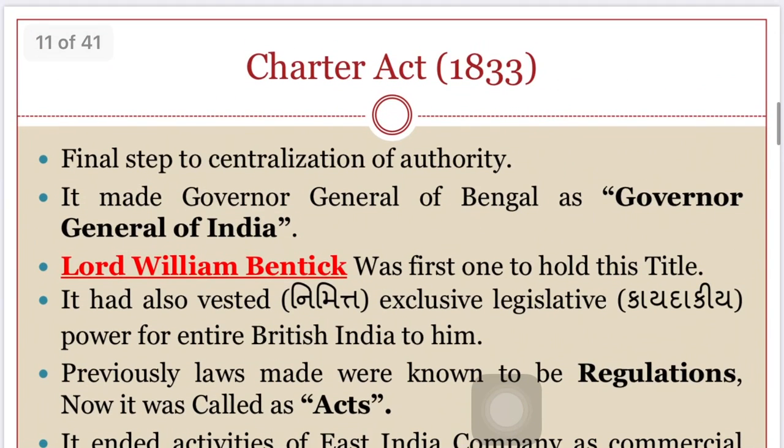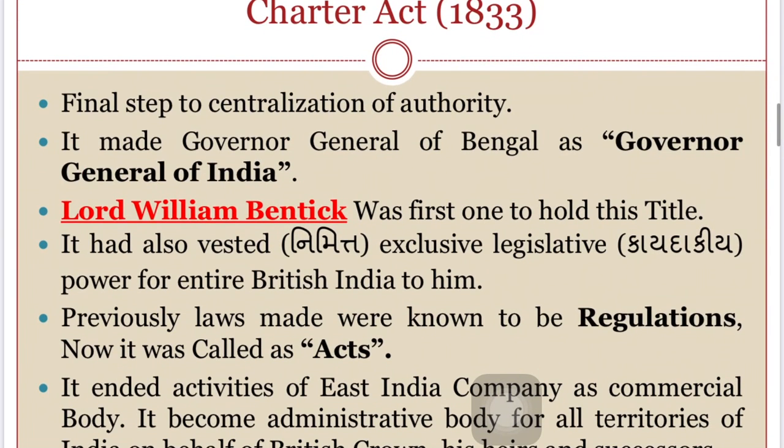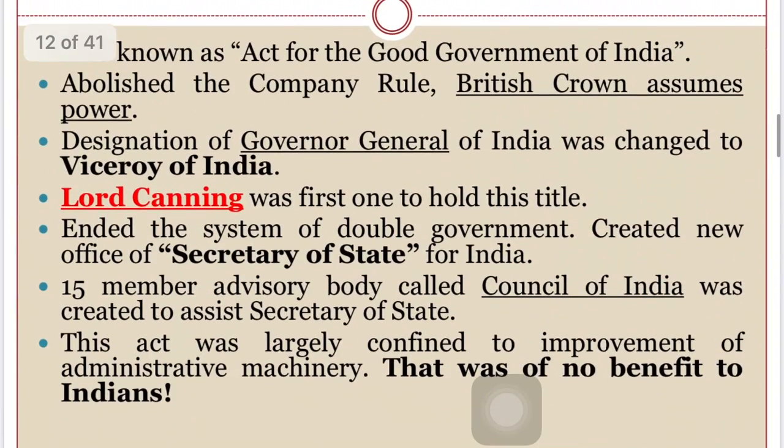So first, Governor-General of Bengal was Lord William Bentinck. Second, Governor-General of India was Lord William Bentinck. And then after that, the Viceroy of India, that is Lord Canning, was the first to hold this title. So the system of double government created a new office of the Secretary of State for India, with 15 members. The advisory body is called the Council of India.